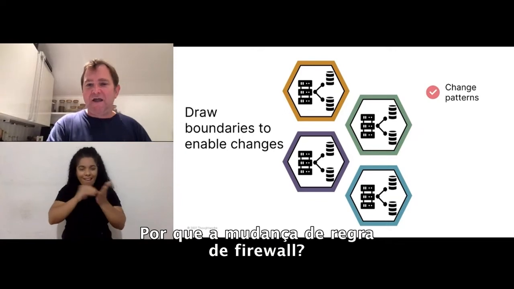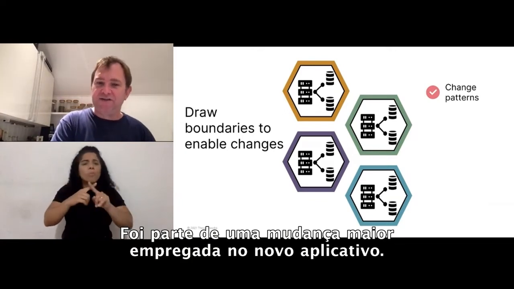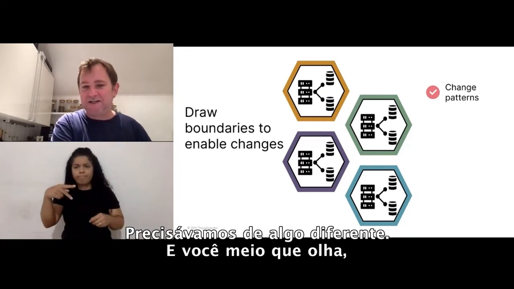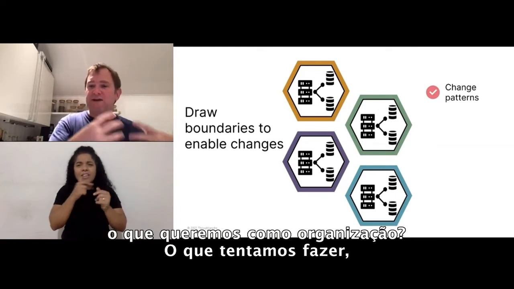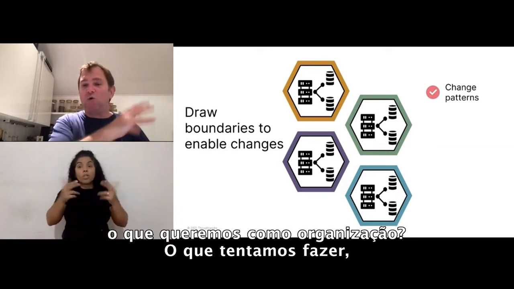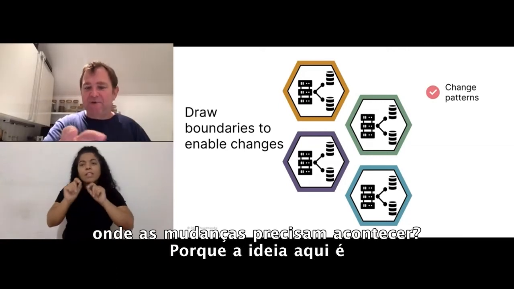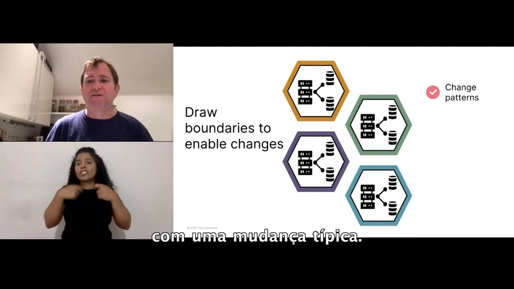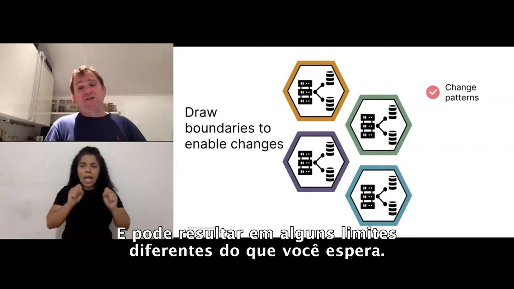Well, why did we have a firewall rule change? Well, that was a part of a larger change. A new application was being deployed. Okay, why was a new application or a new service being deployed? Well, we needed to do something different in this application. And so you kind of go up and it's like, what were we trying to do as an organization? What are the typical things we try to do? And where then do the changes tend to need to happen? Because the idea here is you want to minimize how many different parts of the system you have to touch with a typical change. And so this might result in some different boundaries than you might expect.